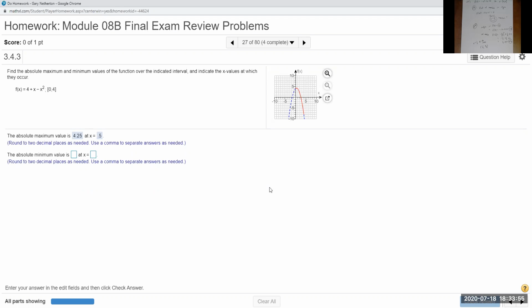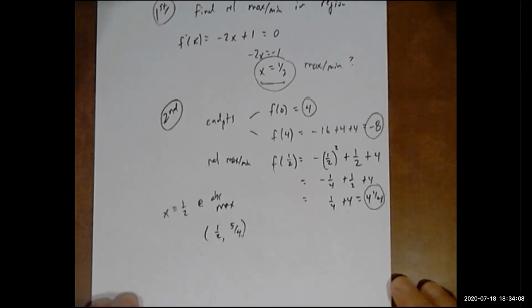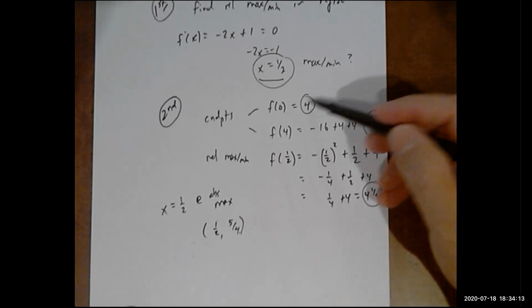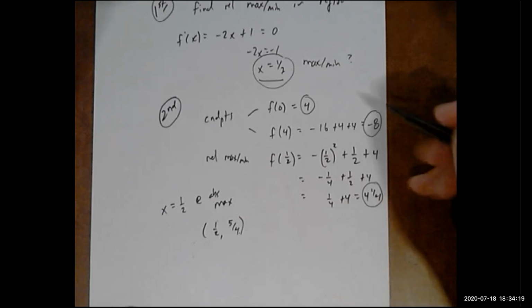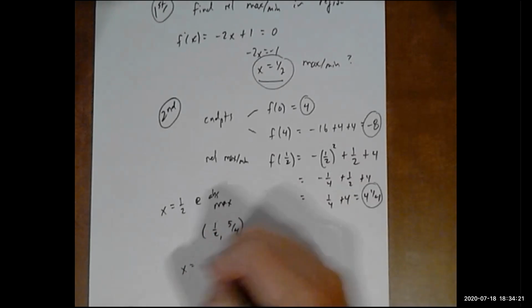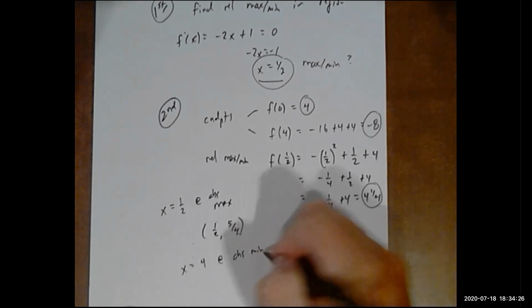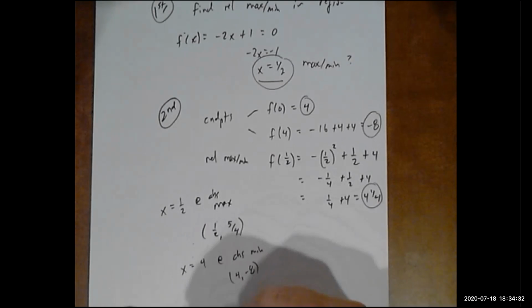Then the minimum, so the same thing. For the minimum, I do the same thing, except now I look for the smallest value of the function. So I compare 4, -8, and 4 1/4. Obviously, -8 is the smallest value of the function. So x equals 4 is the absolute minimum. So that would be 4, -8.